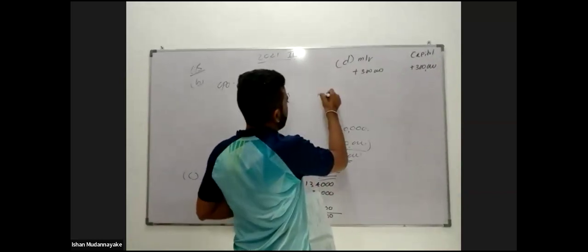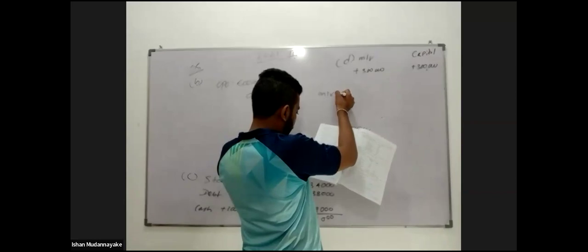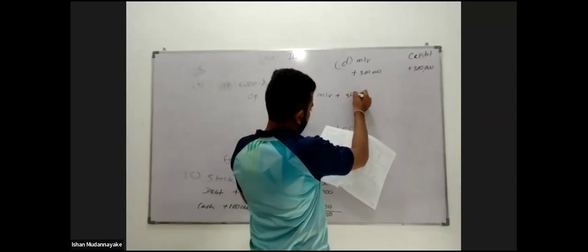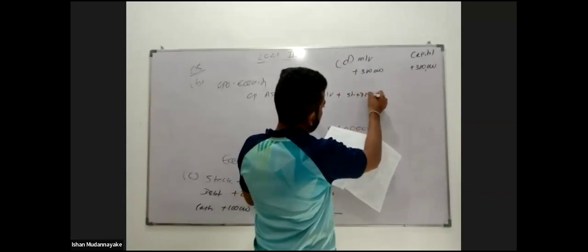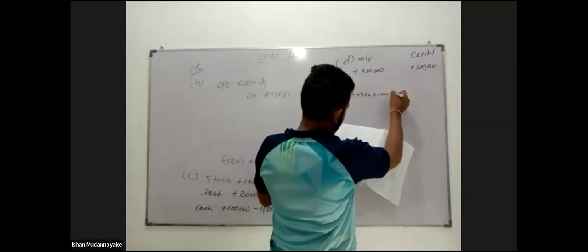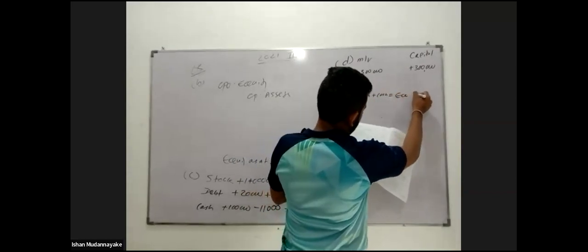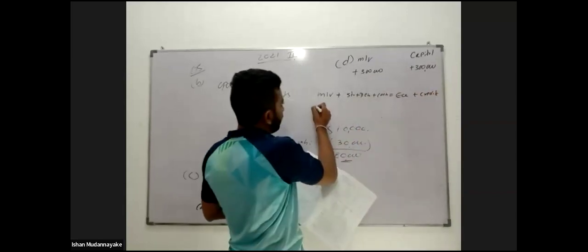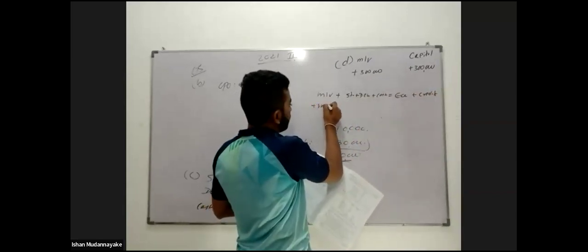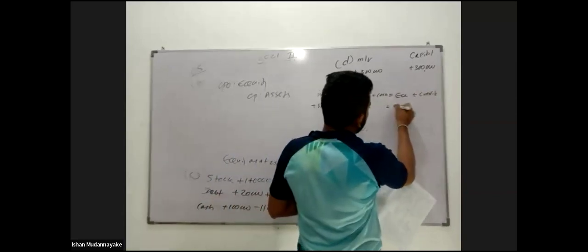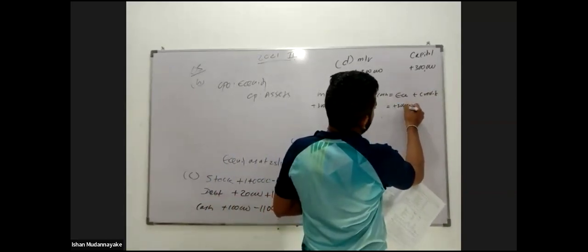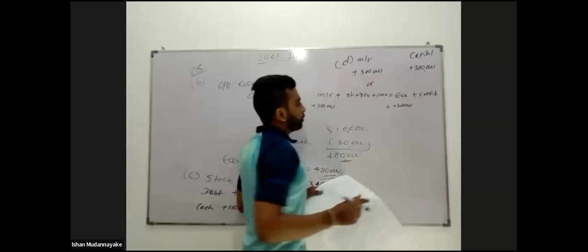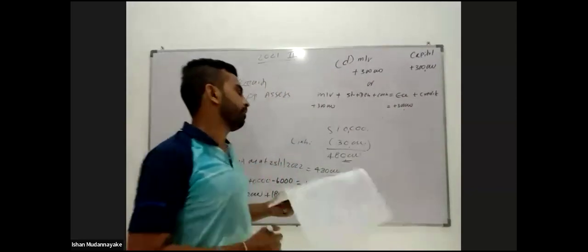You can write the equation: motor vehicle plus stock plus debtors plus cash equals equity plus creditors. And then you can write down motor vehicle plus 300,000 and equity plus 300,000. You can write down the accounting equation and then find the answer.